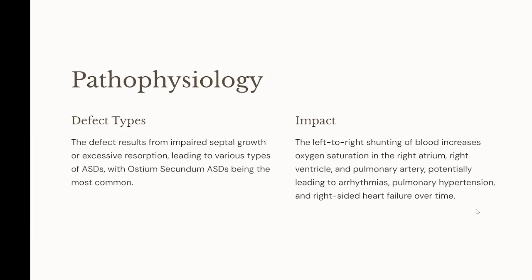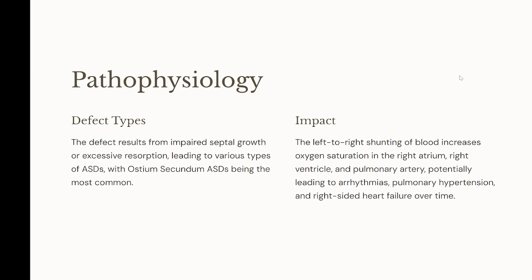Pathophysiology: the defect results from impaired septal growth or excessive resorption, leading to various types of ASDs, with ostium secundum ASDs being the most common. The left-to-right shunting of blood increases oxygen saturation in the right atrium, right ventricle, and pulmonary artery, potentially leading to arrhythmias, pulmonary hypertension, and right-sided heart failure over time.